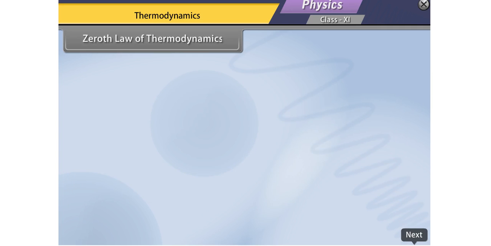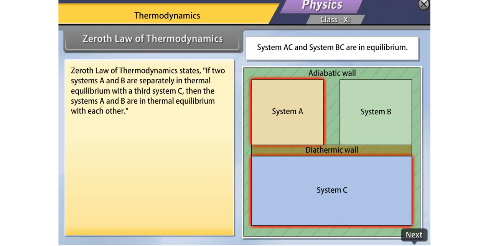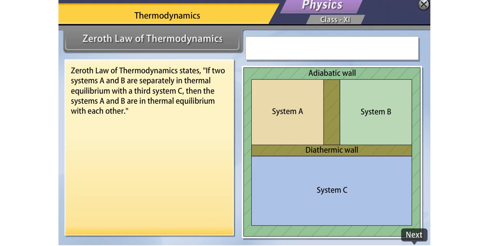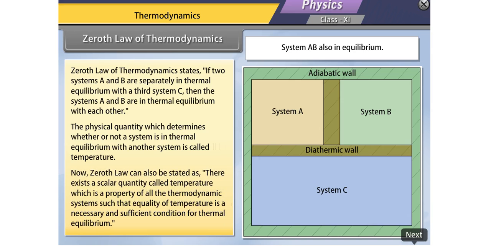Zeroth Law of Thermodynamics. Zeroth Law of Thermodynamics states, if two systems A and B are separately in thermal equilibrium with a third system C, then the system A and B are in thermal equilibrium with each other. The physical quantity which determines whether or not a system is in thermal equilibrium with another system is called temperature. Now, Zeroth law can also be stated as, there exists a scalar quantity called temperature, which is a property of all the thermodynamic system such that equality of temperature is a necessary and sufficient condition for thermal equilibrium.